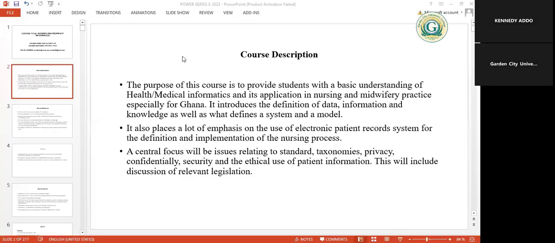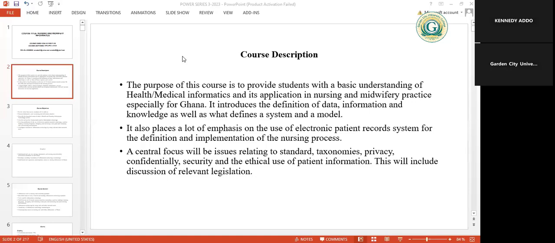The purpose of this course is to provide students with a basic understanding of health or medical informatics and its application in nursing and midwifery practice, especially for Ghana. It introduces the definition of data, information, and knowledge, as well as what defines a system and a model.